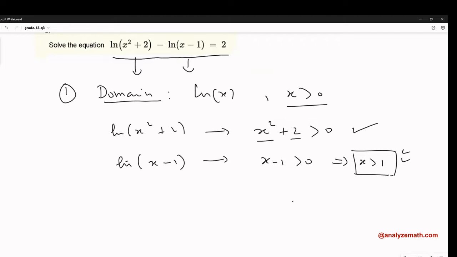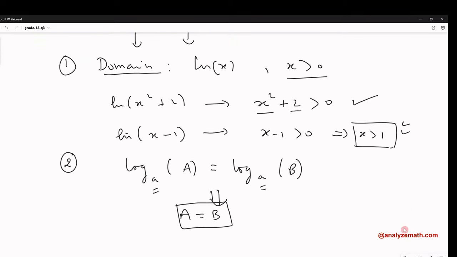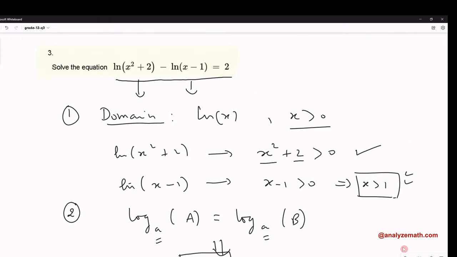Now, the second thing about the logarithmic function is that you manipulate them so that at the end you end up with log base A of capital A. This is the form it should take. You make changes so that your equation is written in this form with the same base. And then, because the logarithmic function is a one-to-one function, you say that A equals B, which is usually an algebraic equation that you can deal with. Good. So we start.